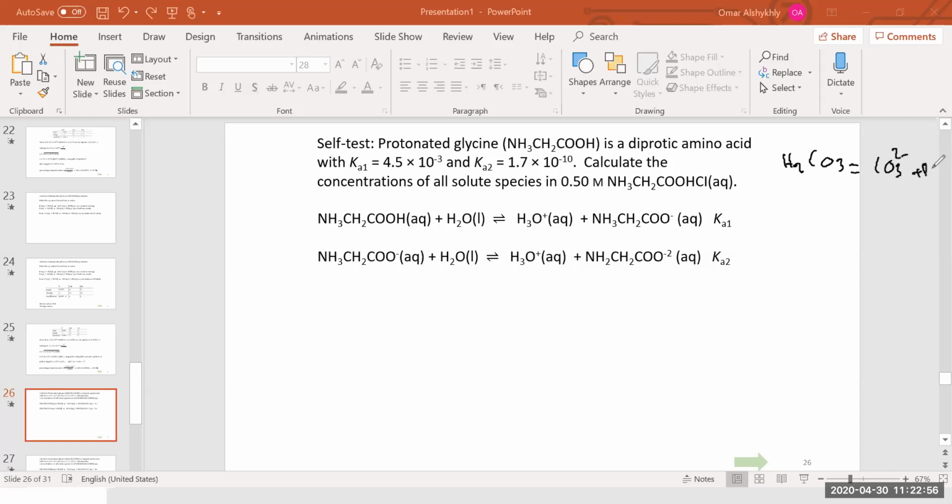2H positive. But look at this one, acetic acid, CH3COOH. It has four hydrogens, but can only deprotonate one, which is only this one. So here it will give you just one H positive plus CH3COO negative. So be careful, guys.